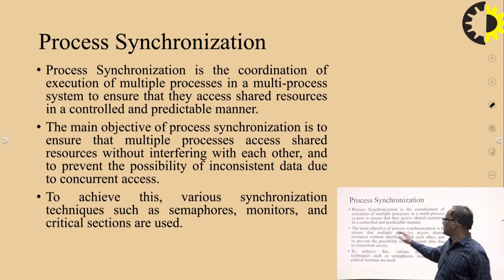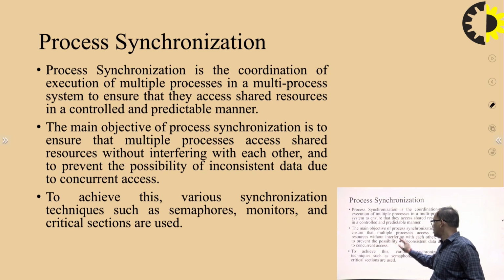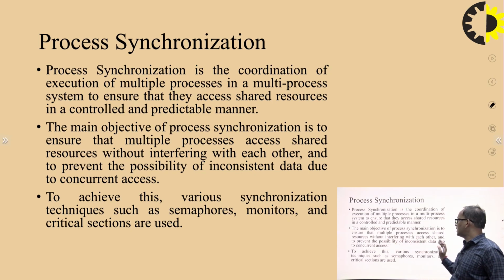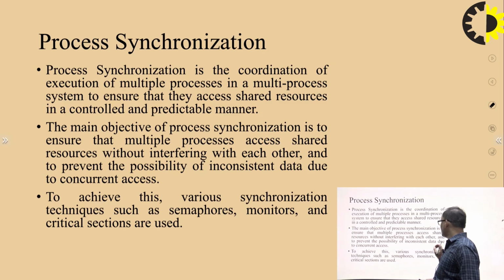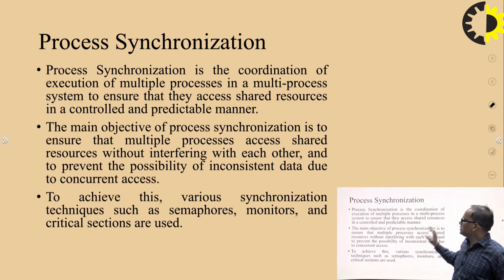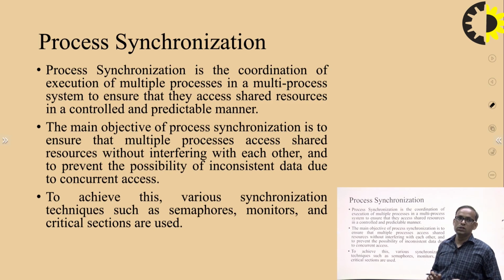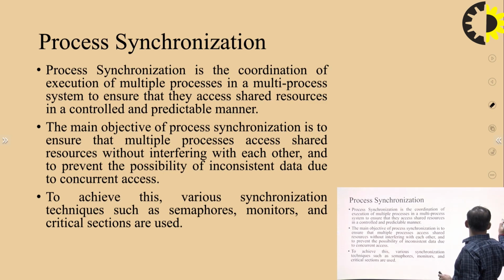The main objective of process synchronization is to ensure that multiple processes access a shared resource without interfering with each other, and to prevent the possibility of inconsistent data due to concurrent access. Suppose there is a variable A and there are two processes, P1 and P2. So there are two things: first is sequential access and second is concurrent access.